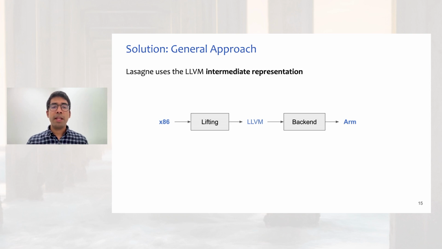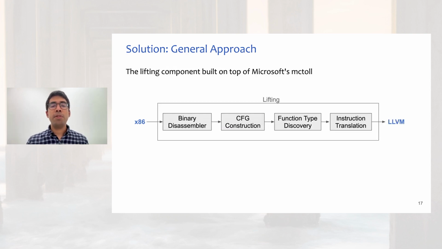Once we have lifted the x86 binary to an LLVM code, we can simply compile it to ARM. That allows us to leverage the existing LLVM optimization infrastructure as well as its backends to several other architectures. Our lifting is built on top of Microsoft's McSema tool, which consists of multiple phases. These phases use the multiple representations used by LLVM's compiler, but in the reverse order.